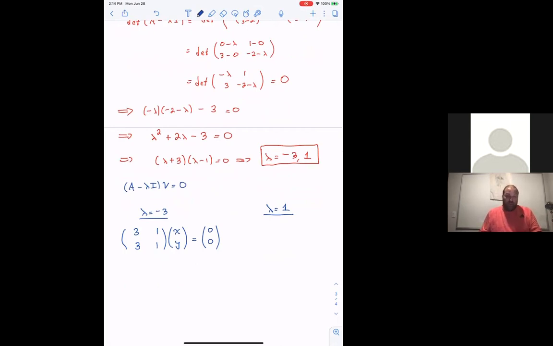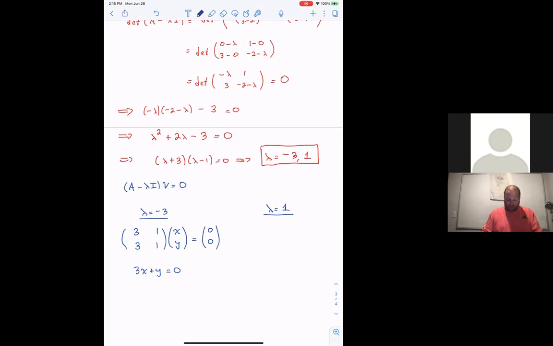Now you'll notice if you write out the equations here that on top I get 3x plus y is equal to 0. And on bottom I also get 3x plus y is equal to 0. And that's always going to be the case when you're dealing with eigenvectors, that the last line of your matrix is always going to be redundant. So if it's a 2 by 2 matrix, I just look at the first line. If it's a 3 by 3 matrix, I look at the first 2 lines. If it's a 4 by 4 matrix, the first 3 lines, and so on. The last one is always going to be redundant.